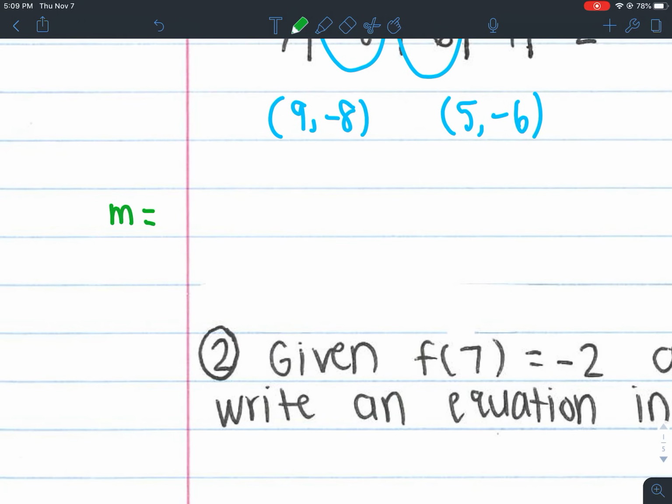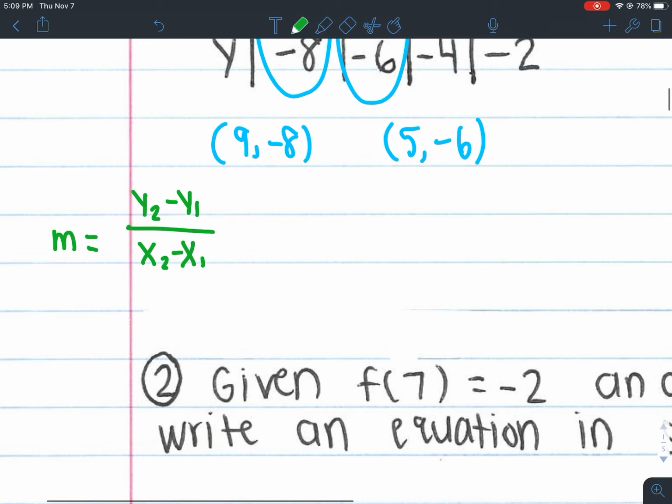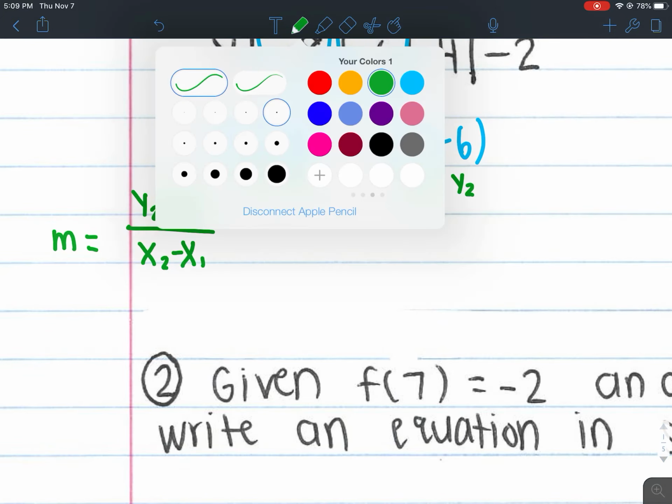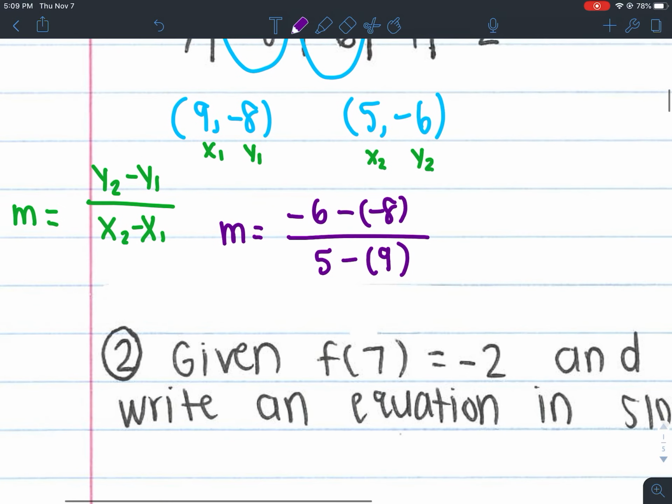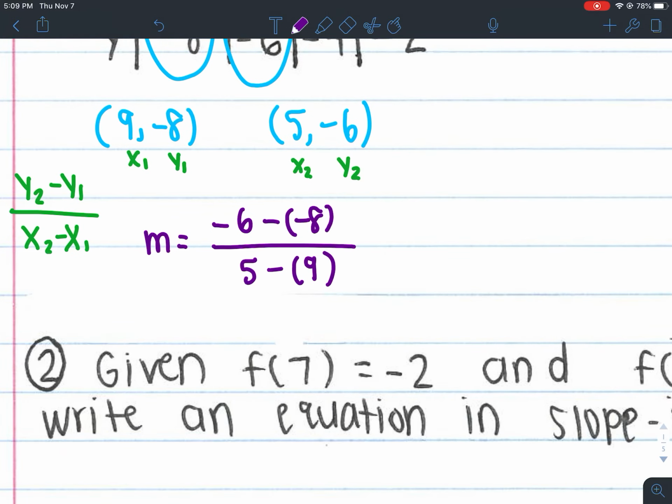Remember, the slope formula is m equals y2 minus y1 divided by x2 minus x1. So I'm going to go ahead and label my points. So x1, y1, x2, y2. So our m here is going to be negative 6 minus negative 8 divided by 5 minus positive 9. Okay, so anytime I plug in that second number, I always put parentheses around it.